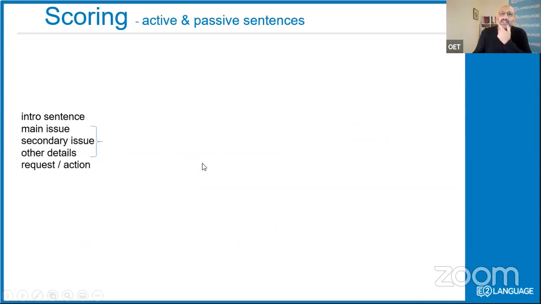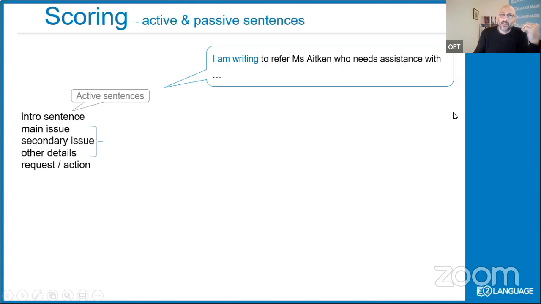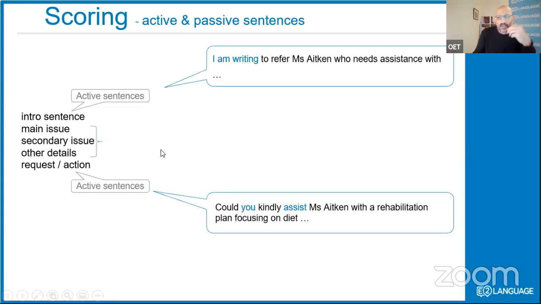So if we look at the structure of the letter from the introduction to the request, you'll often find that the introduction is done in an active voice. I am writing to refer Mrs. Aiken, who needs assistance. And the request is often done in an active voice. Could you kindly assist Ms. Aiken with a rehabilitation plan? So those are frequently done in an active voice. This is not a rule, this is just an observation.